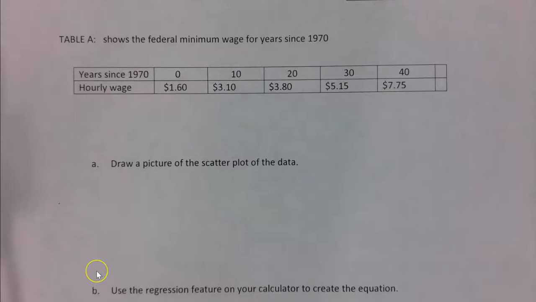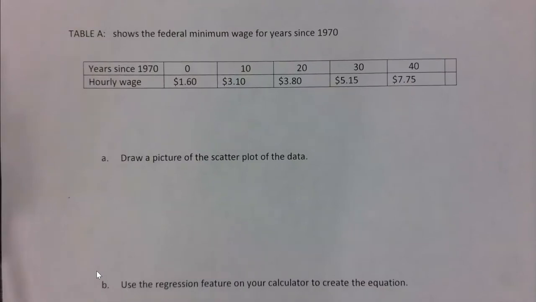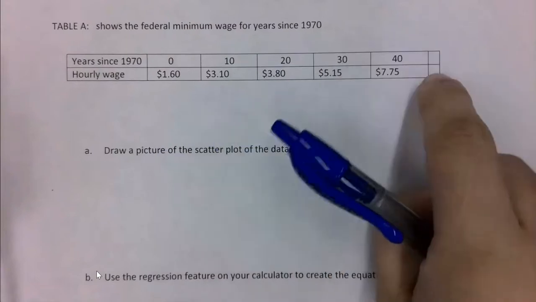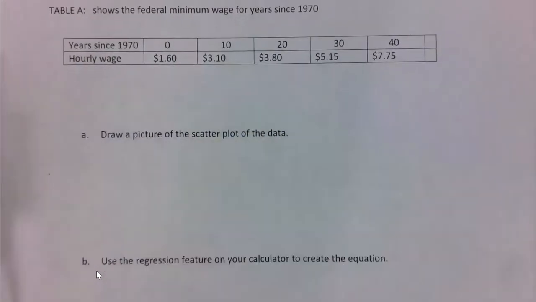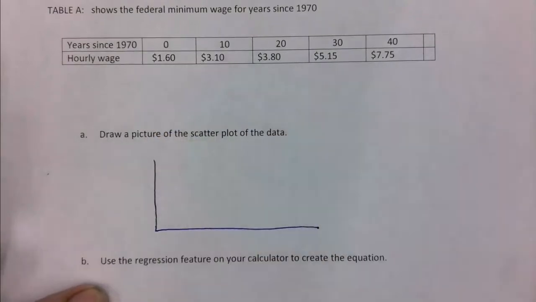So on the first side, I guess it's table A, there's no numbers. It is telling me the years since 1970, so I have 0, 10, 20, 30, 40. The first thing it wants me to do is draw a scatter plot of my data. So I am going to draw this.